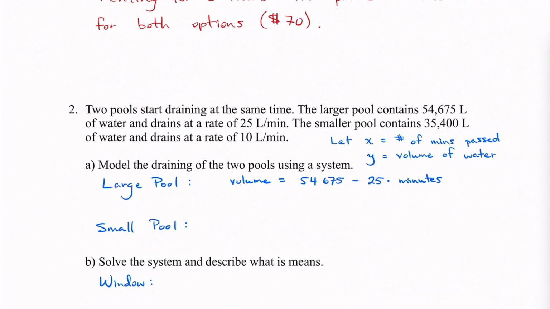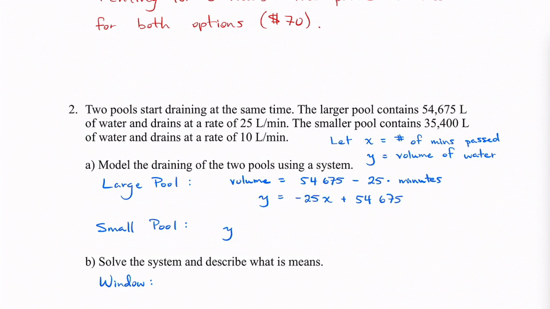And we actually used the letter X for that. So I'm just going to change my letters. Volume is Y. And then I'm actually going to put this part first. So I have minus 25 and then times by minutes, but I'm going to change the minutes into what we called it. It was an X. And then we had that plus 54,675.